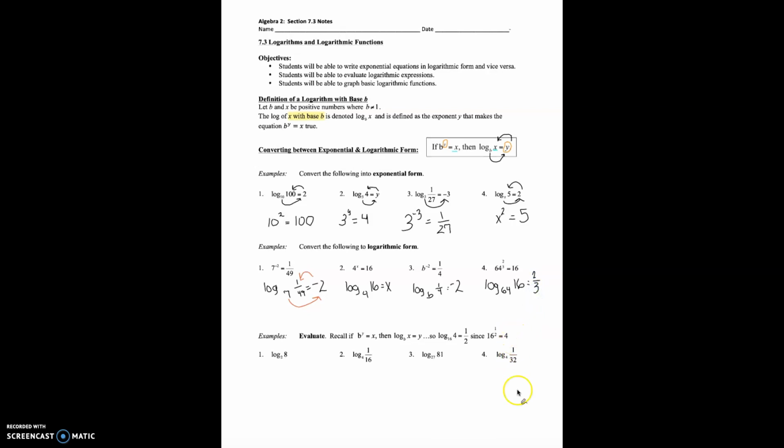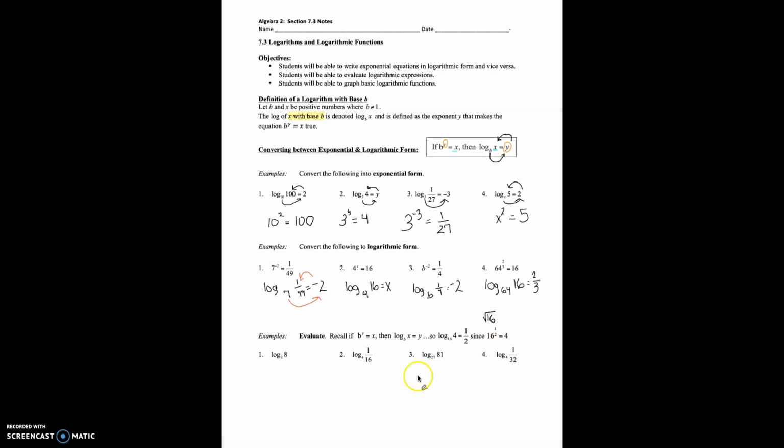So now we're going to learn how to evaluate. So basically, we're going to be finding out that missing piece. We don't have equal signs here. So remember, if we have b to the y power equals x, it's log base b of x equals y. So if I had log base 16 of 4, that would be a half, because 16 to the half power is 4. Remember, that half power is like saying, hey, what's the square root of 16? Which we all know and love to be 4.